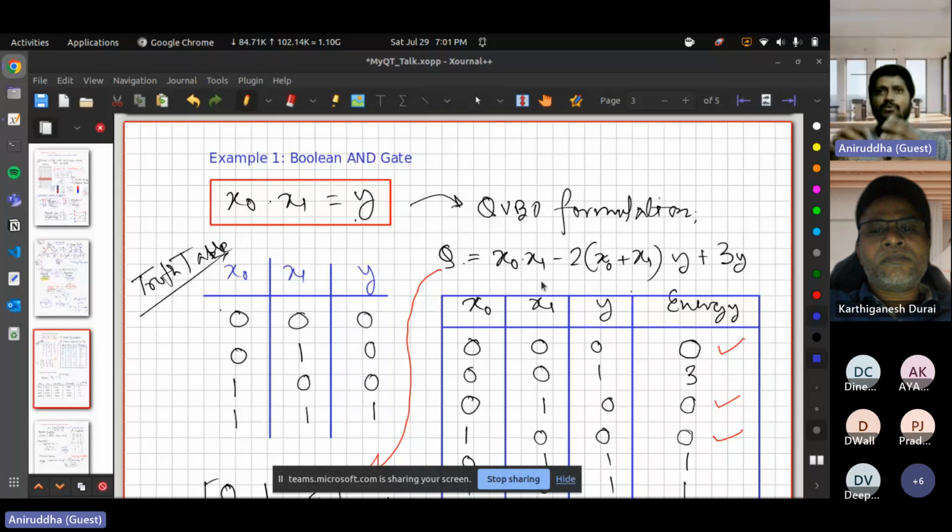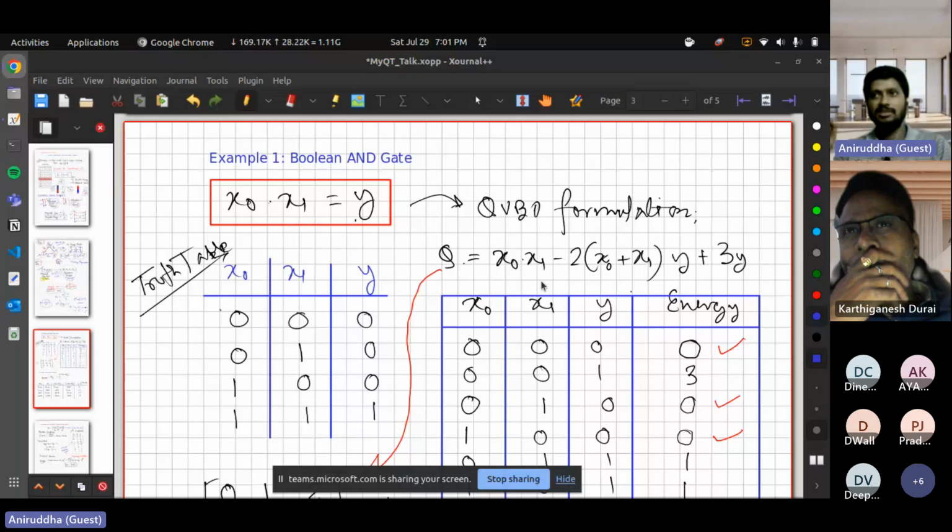Okay. So now for every problem that you want to solve using a quantum optimization approach, the very important part is to come up with a QUBO expression. If you have the QUBO, you can convert it into Ising, apply some algorithm, and get the result.